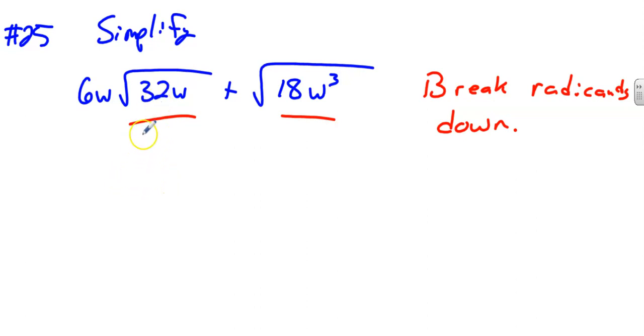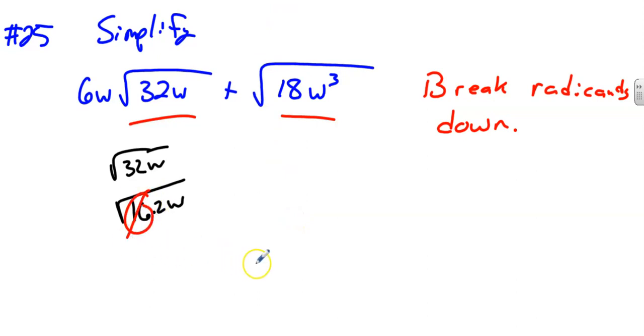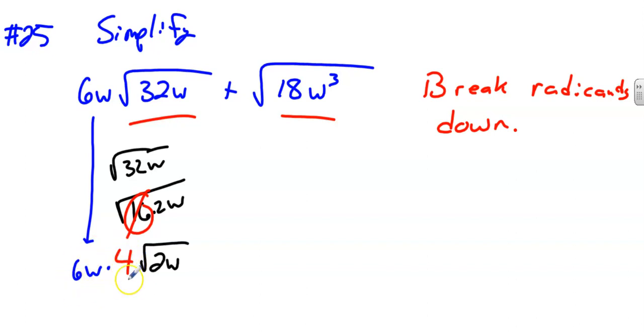If you go with the first one here, 32w, if you take the square root of 32. Now, there's only one w, so you don't have to put the w in there because it's just one. There's nothing that's going to break out. With 32, it's 16 times 2 times w. There's your perfect square root of 16, so you can make that 4 square root of 2w. Now, this 6w that was in the beginning is still there, so it's 6w times 4 times the square root of 2w. So on the outside, go ahead and multiply this all together and make it 24w square root of 2w.